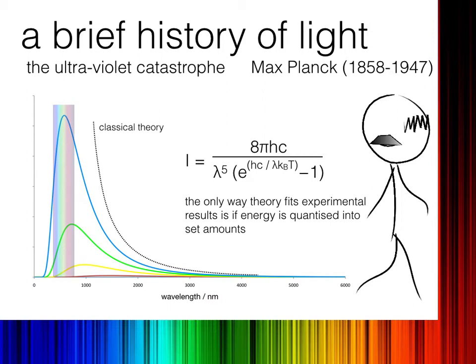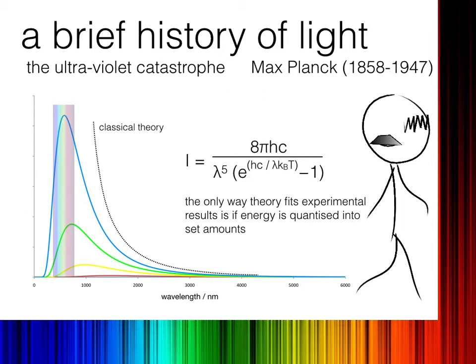So what happened was Max Planck managed to come up with an empirical observation, an empirical equation that fitted this result. But the only way to do that was to say that energy is quantized. That you can't just keep on giving out more and more and more energy. Energy has to come in packets of certain sizes.